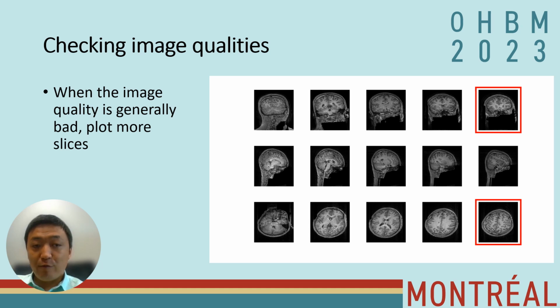In this case, you can see that on the edges of the image, in the frontal lobe, there are some quality issues, which can only be shown when you plot multiple slices.